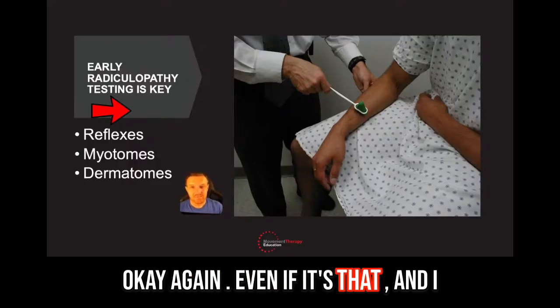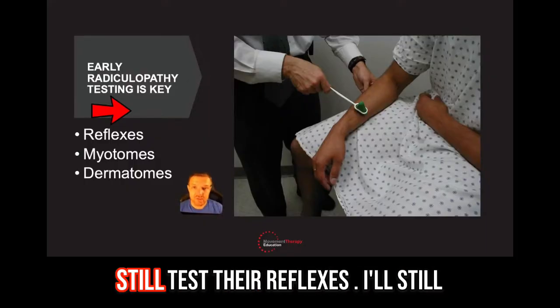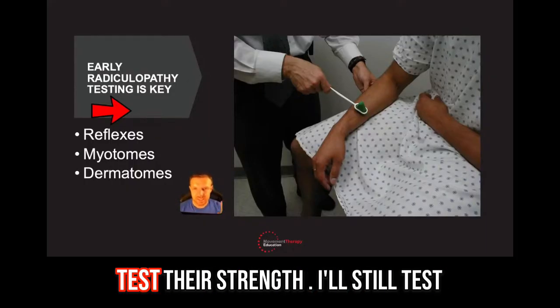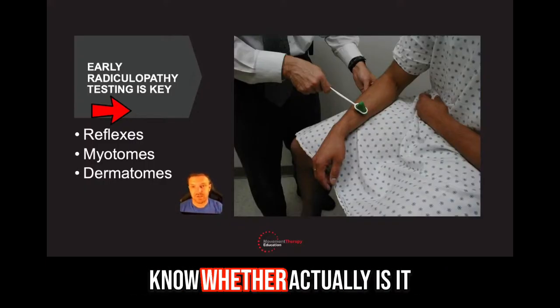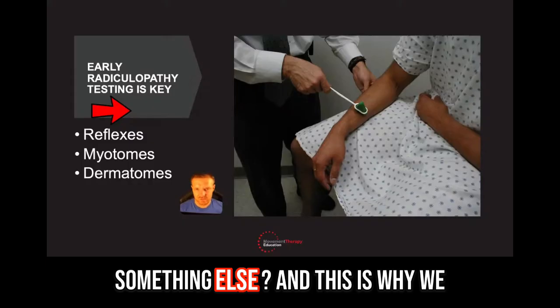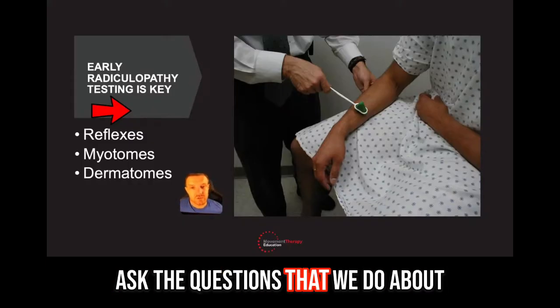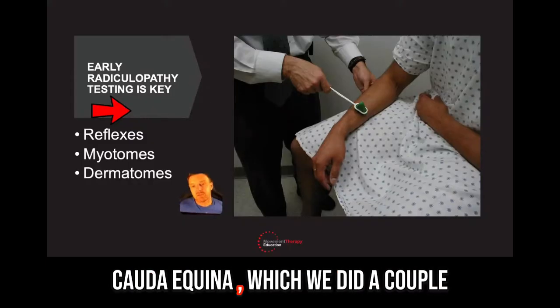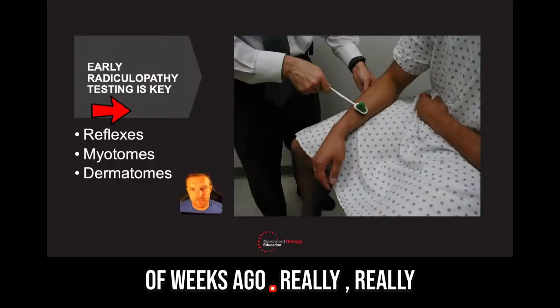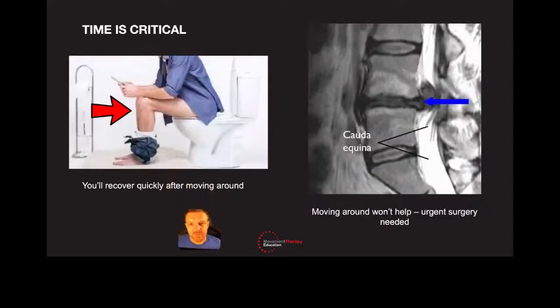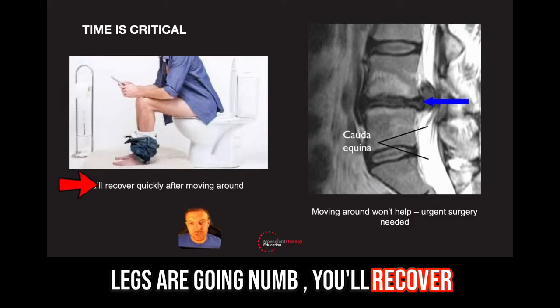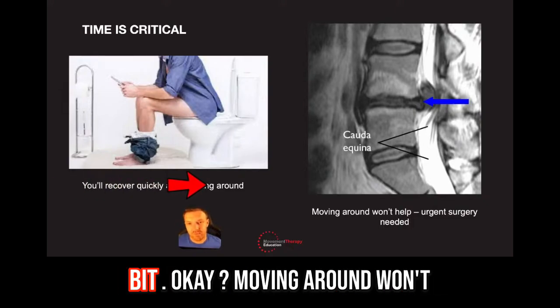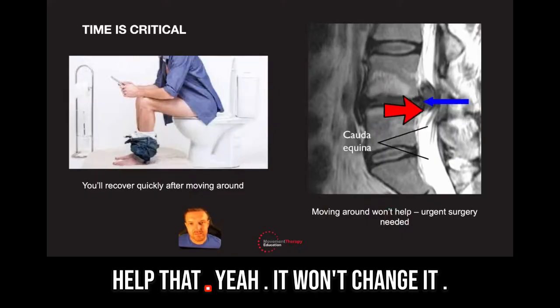Even if it's that, and I think it's probably that, I will still test their reflexes, their strength, and their sensation, because I want to know whether it is actually something else. And this is why we ask the questions that we do about cauda equina, which we did a couple of weeks ago. Really, really important. So if you're sitting on the loo and your legs are going numb, you'll recover quickly after moving around for a bit.